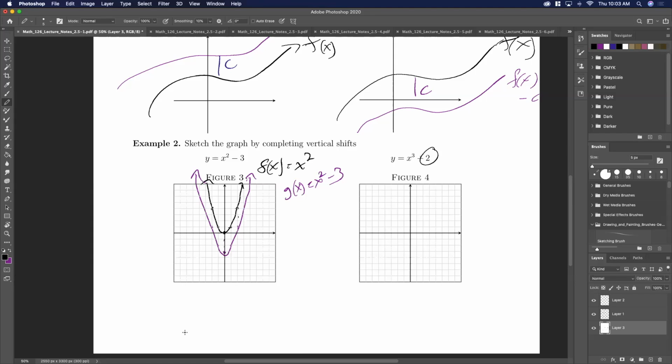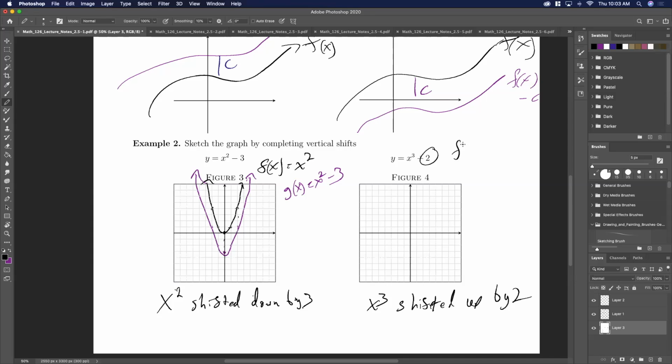This means go up by 2. Let me write what you probably put on your exam. Here, this would be f of x, or x squared, shifted down by 3. And here, this would be x cubed shifted up by 2. This is what you'll probably put on the exam. I'll just say it's shifted up or down by x amount.